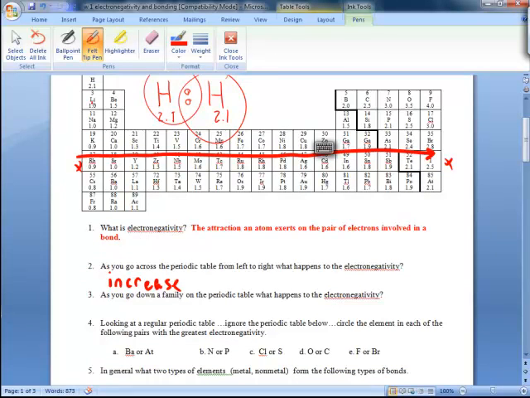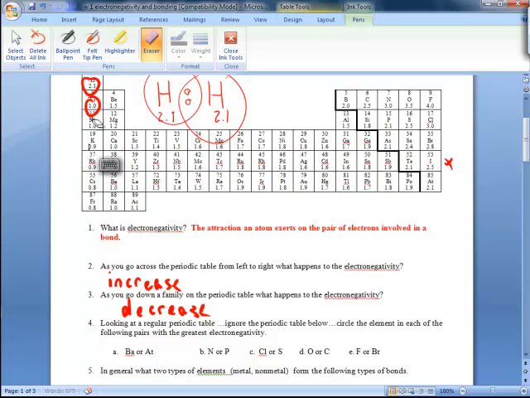Now, as you go down a family, notice here we're looking at 2.1, 1.0, and you see that trend as we go down. So as we go down a family, we decrease in electronegativity.